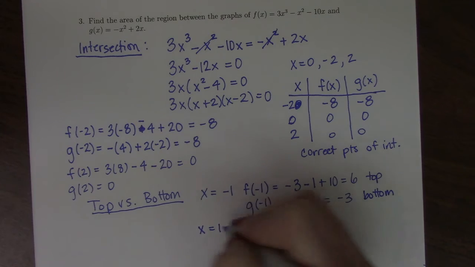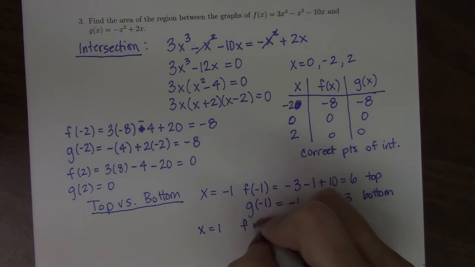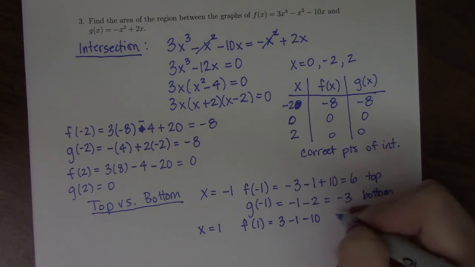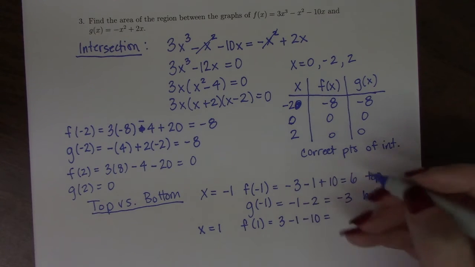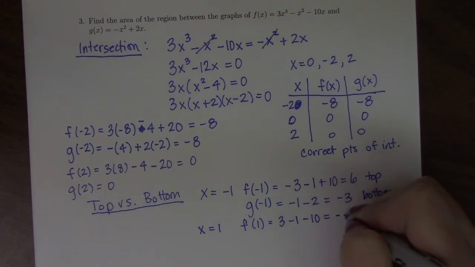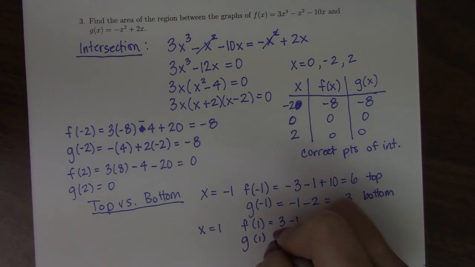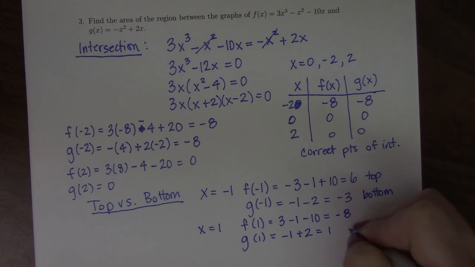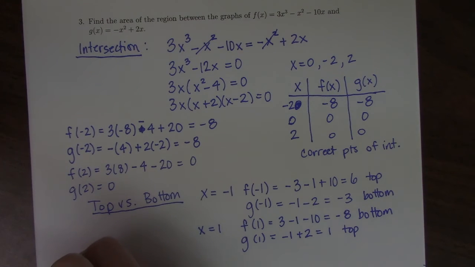If I pick x equals positive 1, and I'm picking values between 0 and 2 here, f of 1 is 3 minus 1 minus 10. So that's 3 minus 11, which is negative 8. And if I pick g of 1, I get negative 1 plus 2, which is positive 1. So now g of x is the top, and f of x is the bottom.